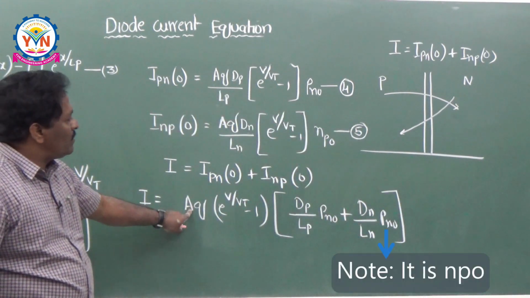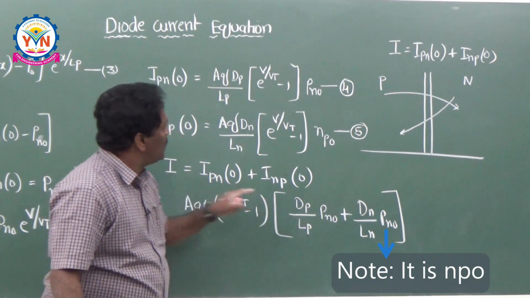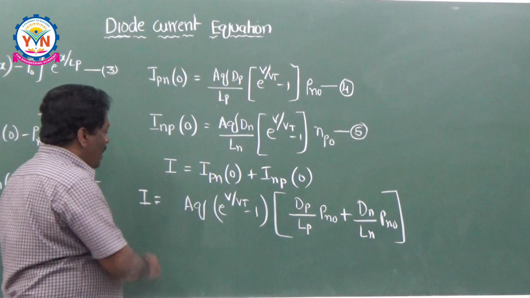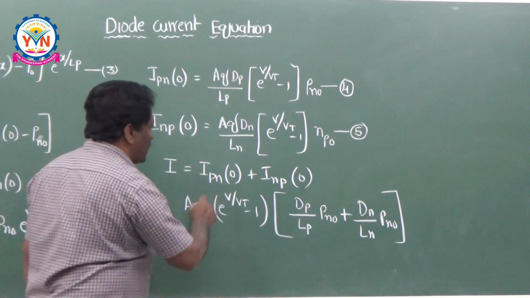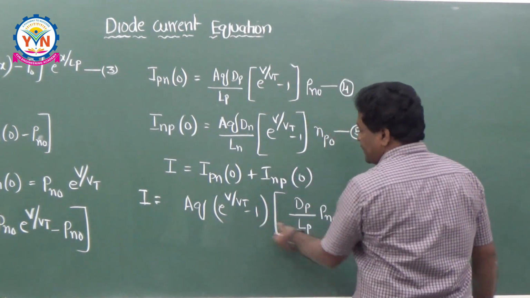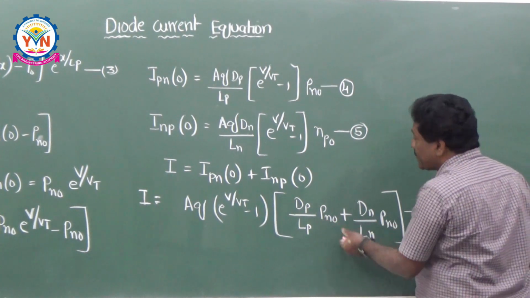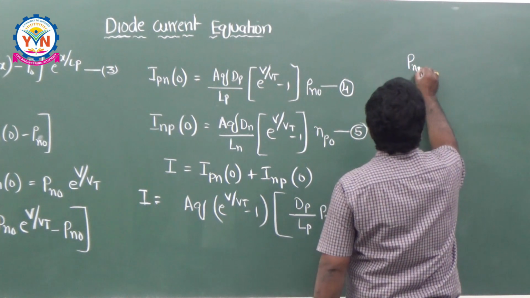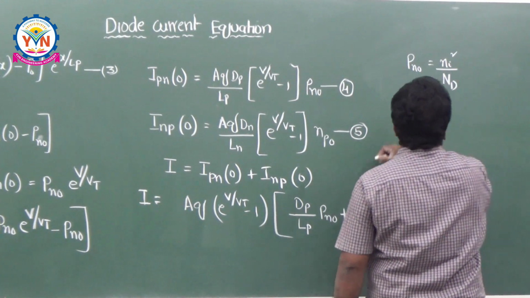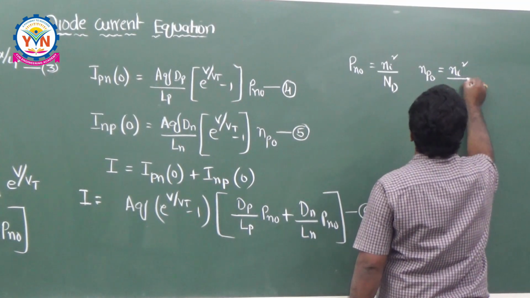So AQ dP by Lp into e to the power of V by Vt into Pn naught plus AQ dn by ln, yes, it is okay. After simplification, you got this current equation, let it be equation number 6. Still I want to simplify this by taking some other factors which were discussed in the last classes. In place of Pn naught, I can write this is equal to Ni square by Nd, minority carrier concentration. Like that, Np naught is equal to Ni square divided by Na.